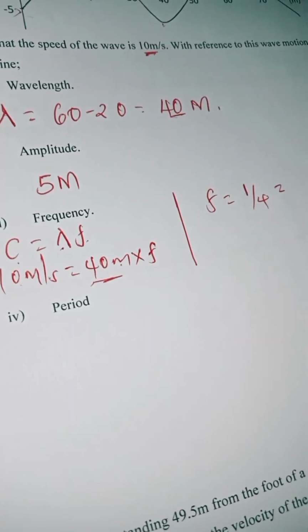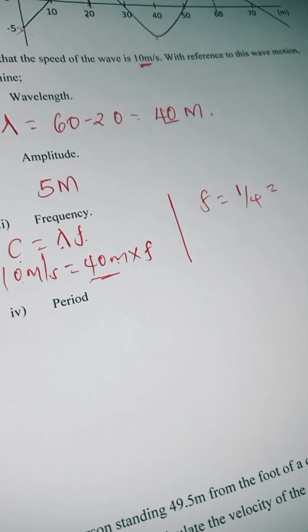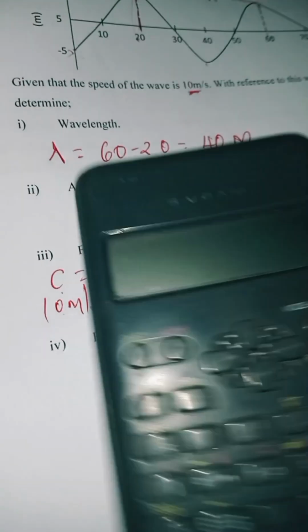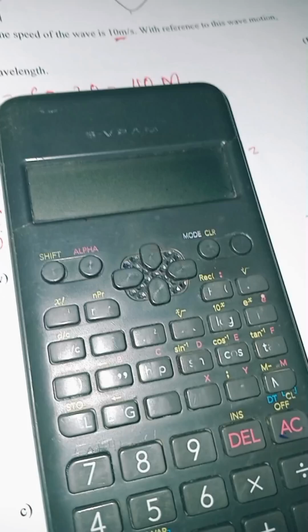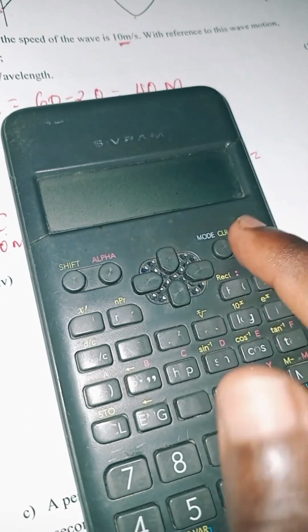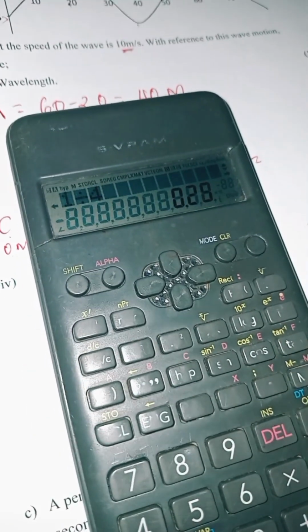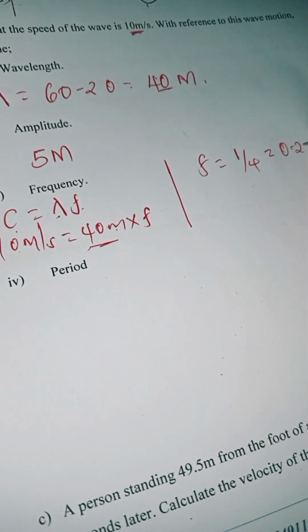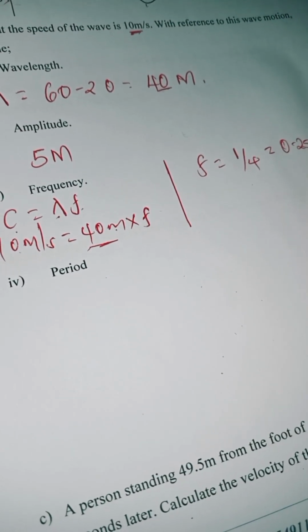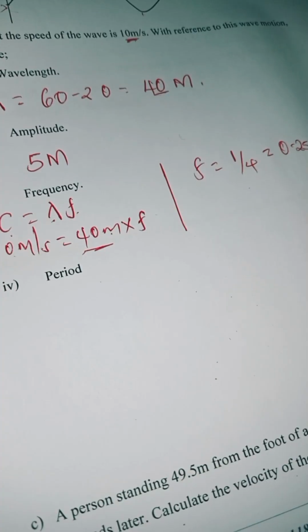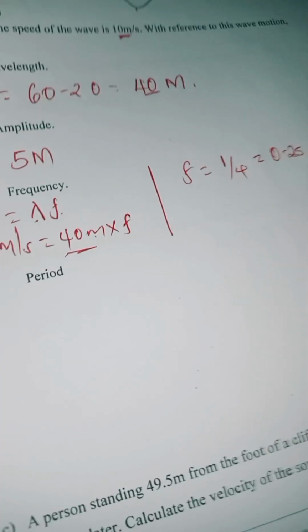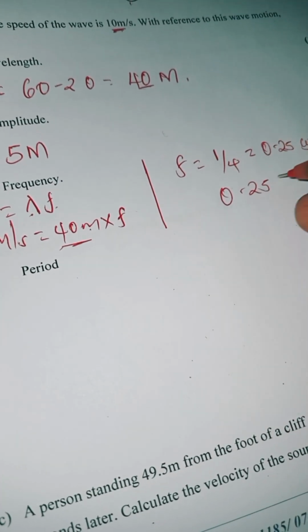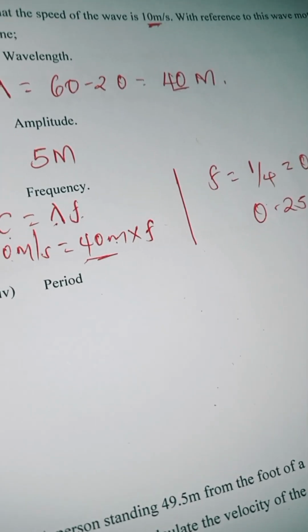But in physics, always remember, you don't give your answer as a fraction. So 1 divided by 4, I get 0.25. So here my answer is 0.25. I can write cycles per second as the SI unit, or we can say 0.25 hertz.